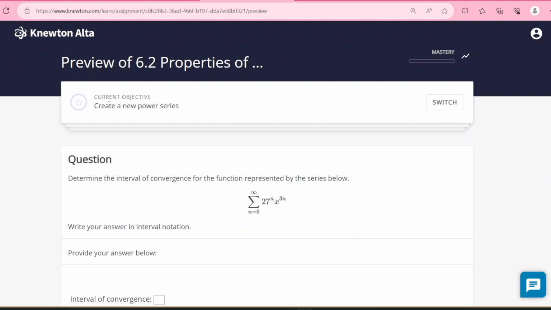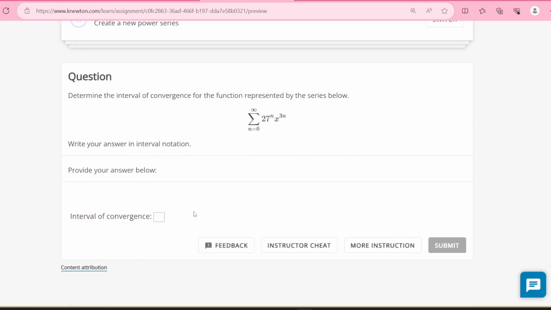On the main page, you have your current objective. Beneath that is a question related to that objective. And at the bottom of every question, you should have a feedback button. All right, if you see any typographical errors or any problems with the answer explanations or any other issue, you can send feedback directly to Newton, and hopefully someone will get back to you and fix the issue. You will not have this instructor cheat button. All right, this is for instructors only.